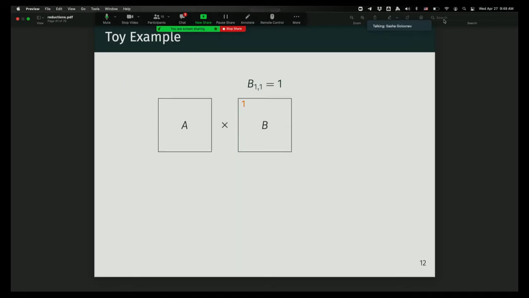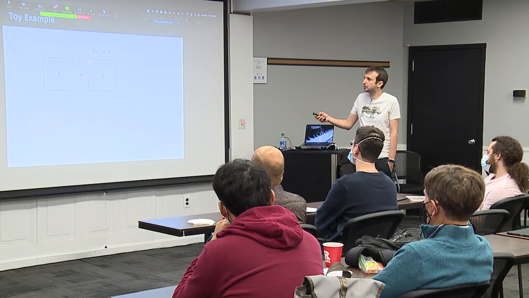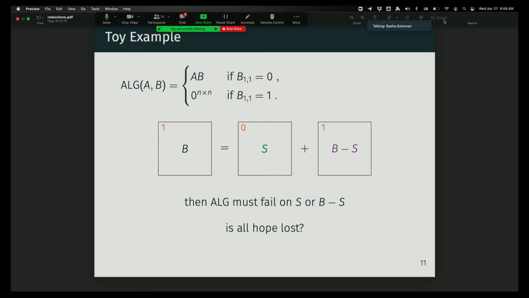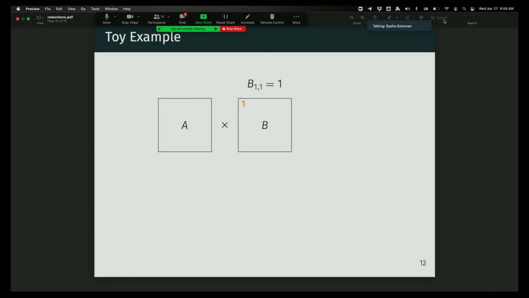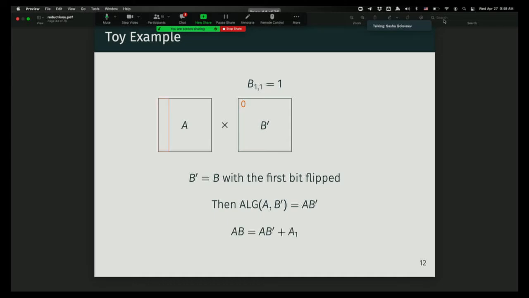I can just pretend. If the first entry of B is 0, the average case algorithm works correctly, so I only need to handle the case when the first bit of B is 1. So I'll pretend it's 0, use my algorithm, and then just fix the error. I'll just locally correct the error. If I multiply this matrix instead of B with the first bit flipped, I can easily correct the answer, because the answer would be the product of A and this modified B plus one column of A. But I can easily correct that. This takes linear time. Linear time doesn't matter here. It's like super quadratic.